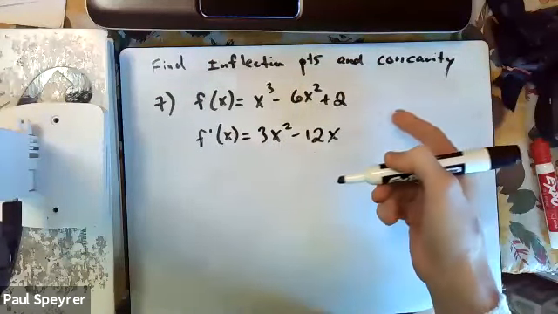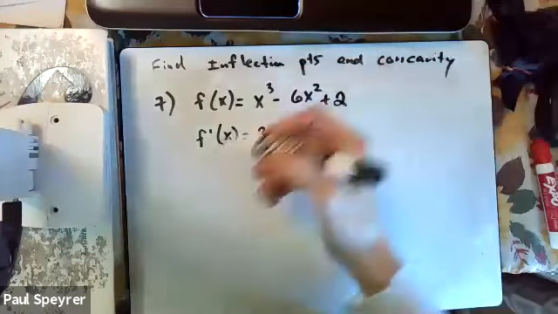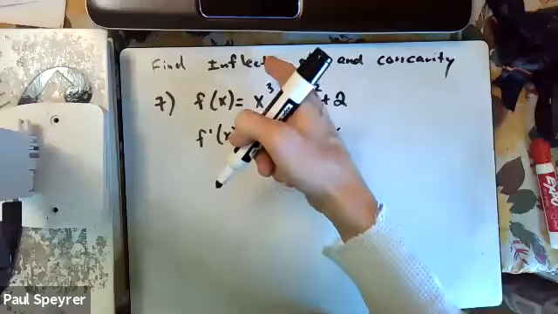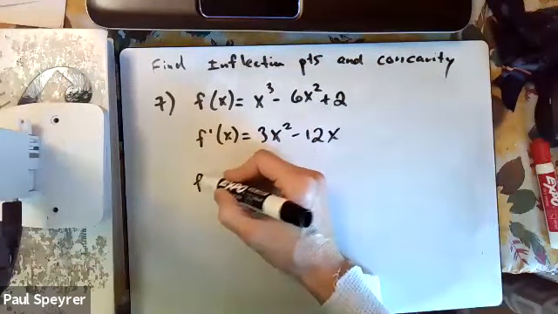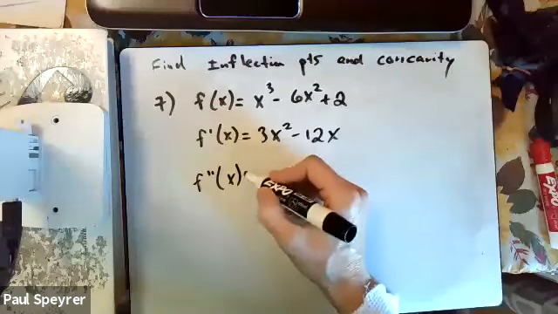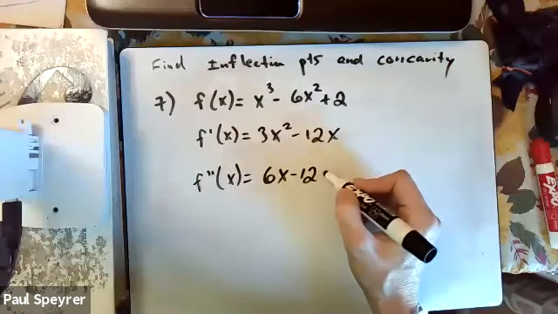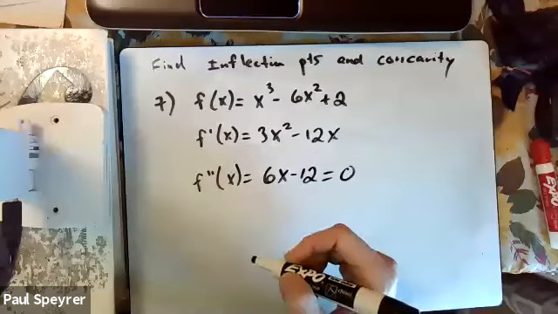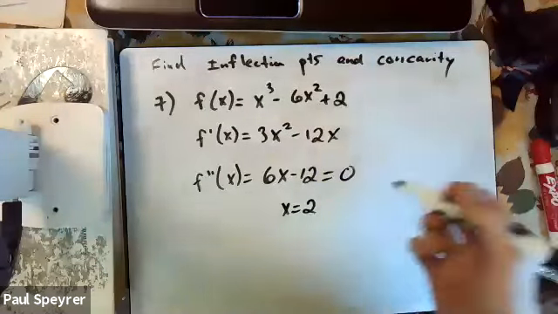You would do that if they were asking for intervals on which it's increasing and decreasing, and local extrema. But right now, we're just being asked for inflection and concavity. That's second derivative information. So we take the second derivative, we get 6x minus 12. And if we set that equal to 0, we have x equals 2, right?